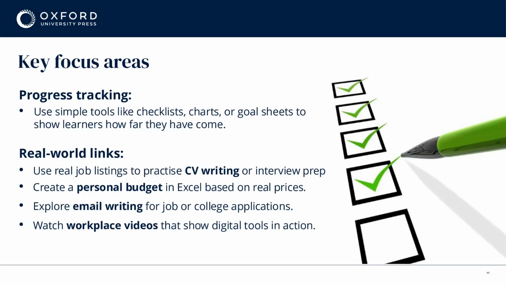interview preps in the case of level 4, or using real websites to show them how to filter for jobs that they want to apply for or qualify for in the case of level 2. Create a personal budget in Excel based on real prices in the case of level 4. Explore email writing for job or college applications, and watch workplace videos that show digital tools in action.